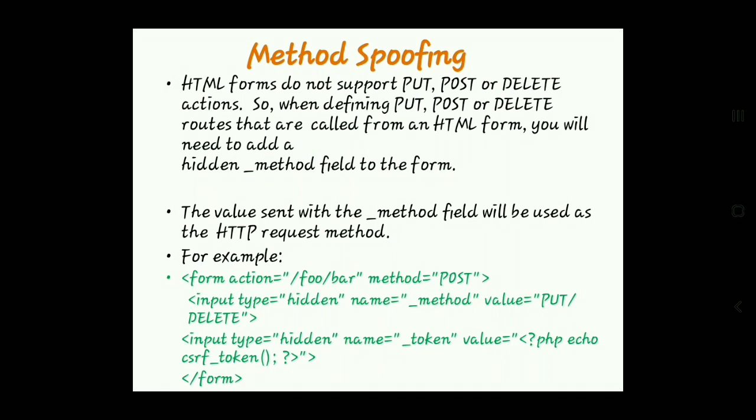HTML forms do not support put, patch, or delete actions. So when defining a put, patch, or delete route that is called from an HTML form, you'll need to add a hidden method field to the form. The value sent with the method field will be used as the HTTP request method. So for example, we have here a form action equals foo bar, method post. Then input hidden name is called method, value put. So this is an example of a form.